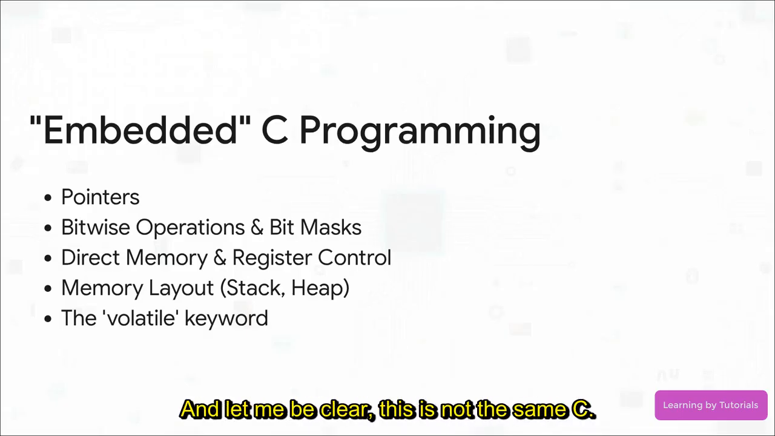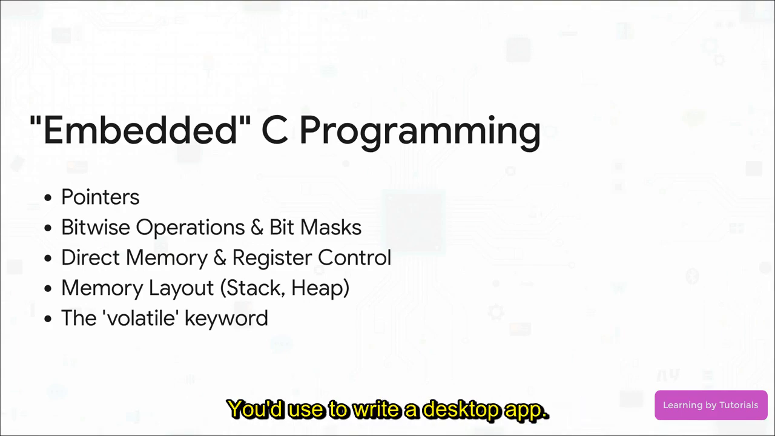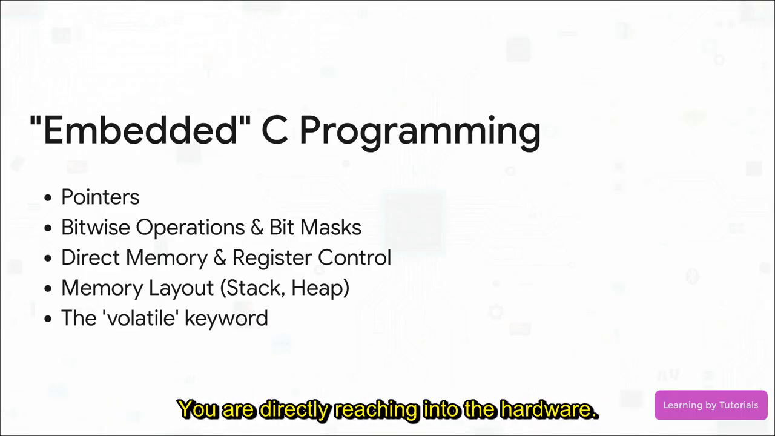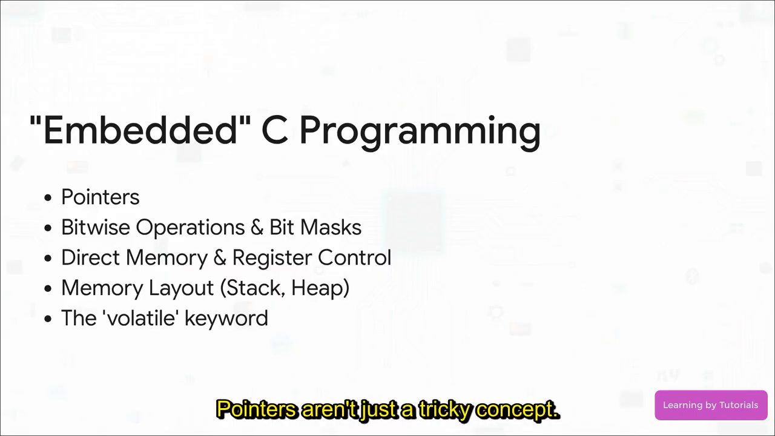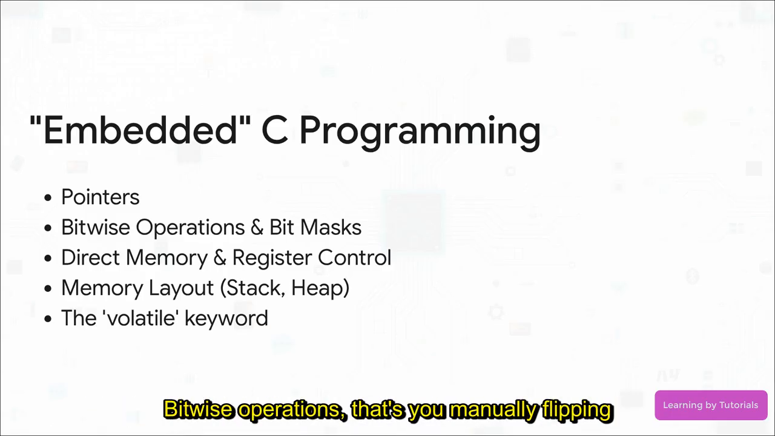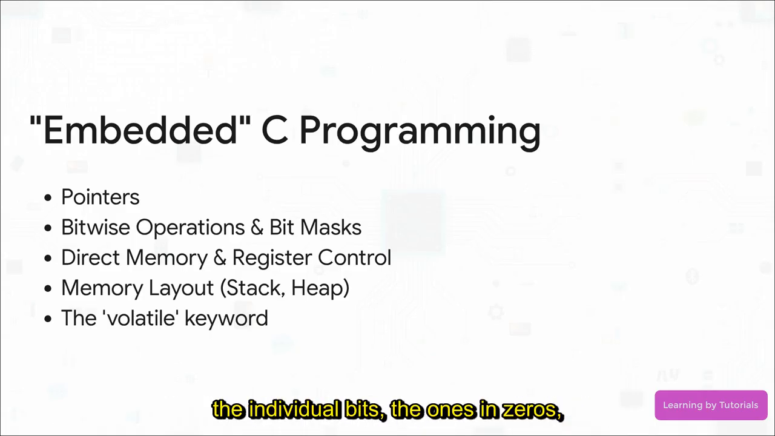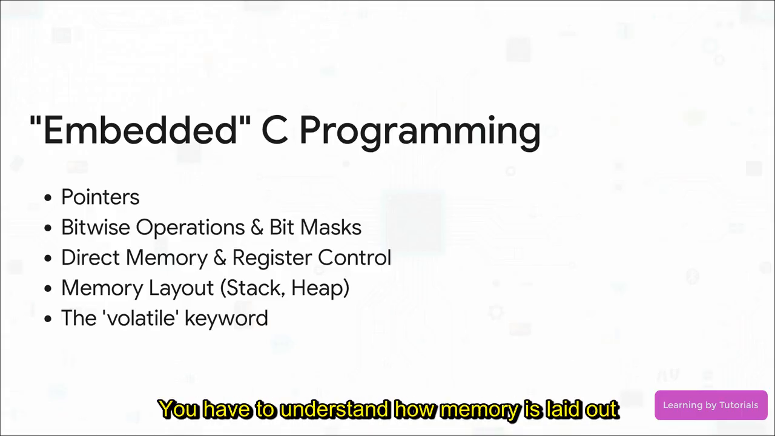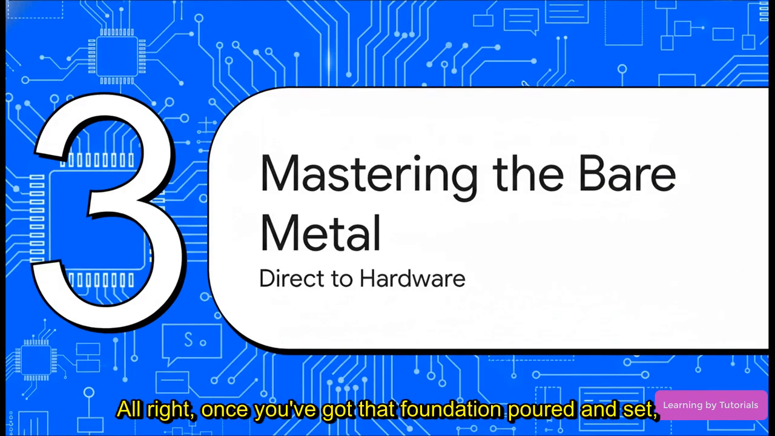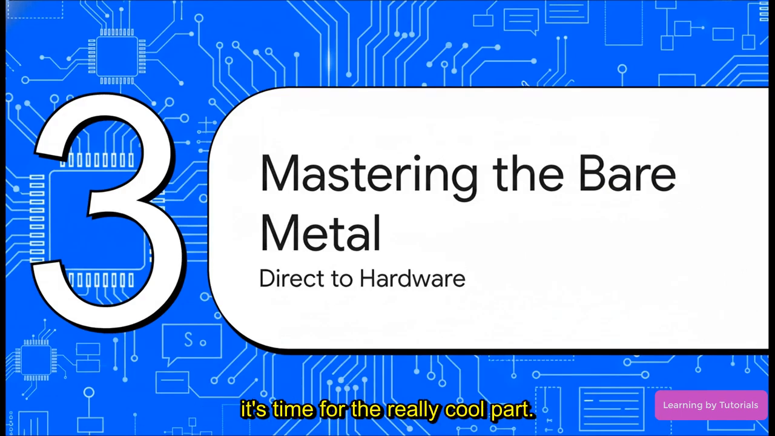And let me be clear, this is not the same C you'd use to write a desktop app. This is C with the gloves off. You're not asking an operating system to do things for you. You are directly reaching into the hardware. Pointers aren't just a tricky concept. They're how you talk to a specific memory address on the chip. Bitwise operations, that's you manually flipping the individual bits, the ones and zeros, inside the microcontroller's control panel. You have to understand how memory is laid out, what the stack and heap are for, and why a little keyword like volatile is absolutely critical to tell the compiler, hey, don't mess with this, the hardware can change it at any time.